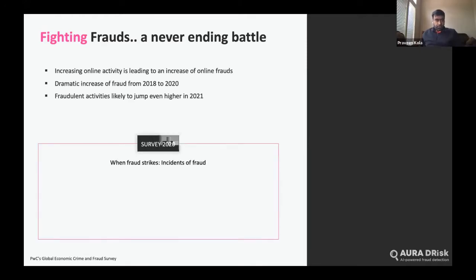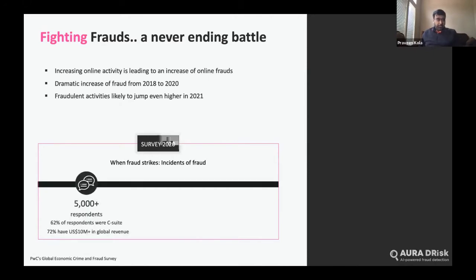I'm going to present quickly a survey that PwC did in 2020, which is just 4 months ago. 5,000 plus respondents participated here, 62% of them from the C-suite, 72% from bigger companies, across 99 territories across the world. And the outcome is a staggering 42 billion in losses recorded just during the pandemic. This is the recent information that we are learning.